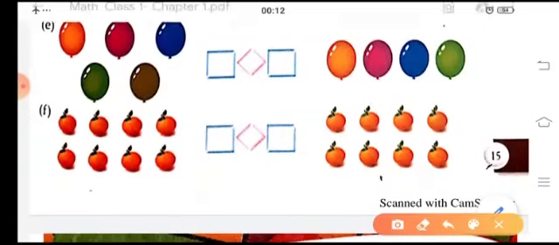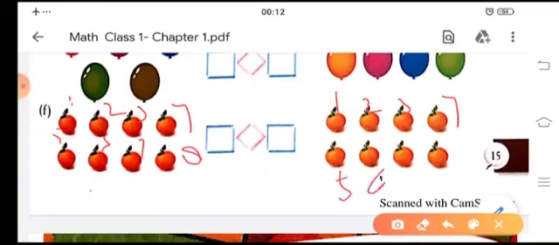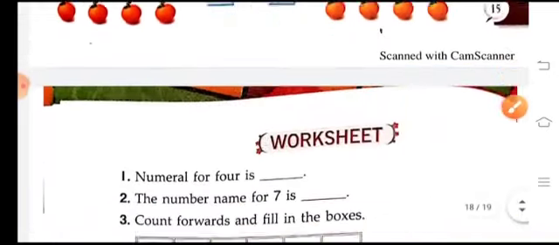Okay, children. See the first one. How many mangoes are here? 1, 2, 3, 4, 5, 6, 7, 8. Here also 1, 2, 3, 4, 5, 6, 7, 8. So on both the sides, equal number of mangoes are there. So write here 8, write here 8, and which sign? This sign. Okay, children. So do all the exercises, rest of the exercise in your copy.